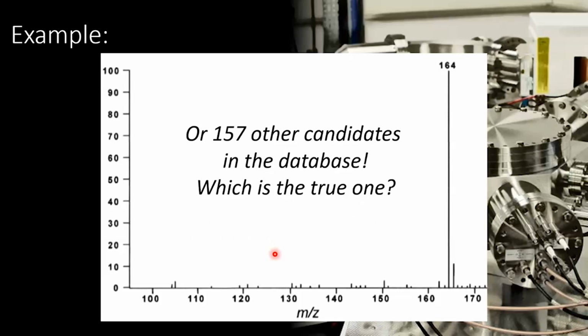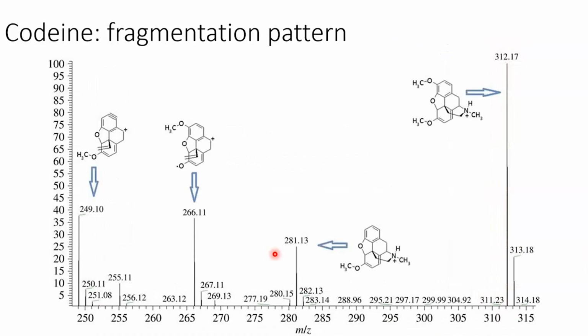And I quickly checked the database before. There are 157 other candidates in my database of molecular species that will give you a mass to charge ratio of 164 in the positive spectrum. So how do we know what's the true structure of our fragment? We need to be sure because obviously, if there's 157 other candidates, that's quite a lot of doubt that can be raised in the mind of a jury later on.